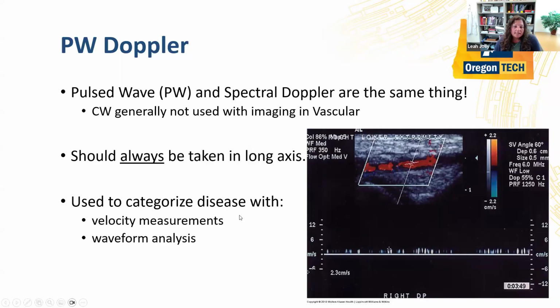Velocities are used to categorize disease. So we need that velocity measurement. And we also look at the waveforms. And I'll talk about waveform analysis in a little bit. But this is very, very low flow going through this artery. So that's only 2.2 centimeters per second. You can see that the velocity measurement was only 2.3. So there's just barely a trickle of flow going through this vessel.